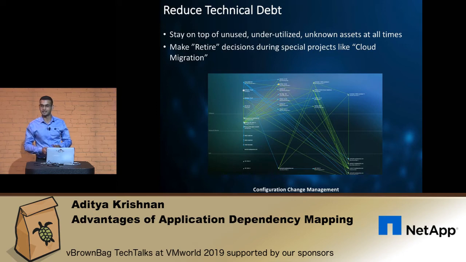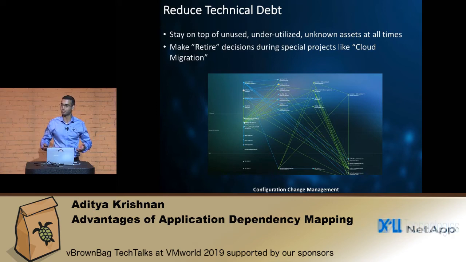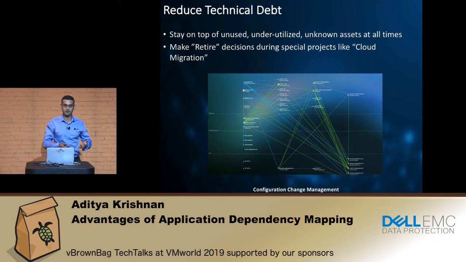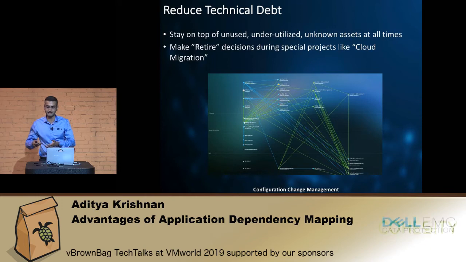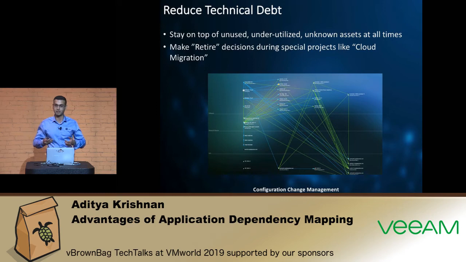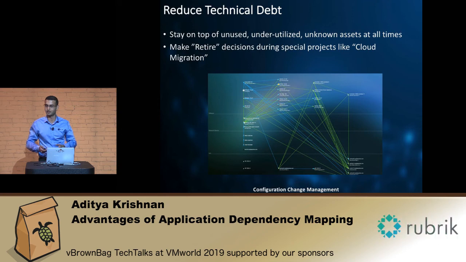Finally, reducing technical debt is a very, very important aspect for most IT organizations. Being able to identify what the different servers are that actually have connections, or in some cases, with application dependency maps, you can find out dormant or underutilized servers, which you may not otherwise find. This way, you can tie it down to a special project like cloud migrations, and make sure that you retire some of these servers as you go ahead with some of these projects.